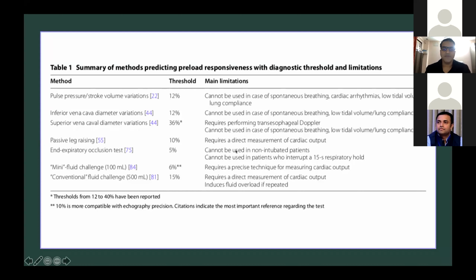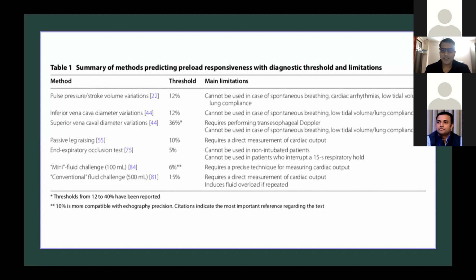Now coming to the passive leg raising test, where we require a direct measurement of cardiac output, it requires a lot of expertise to actually measure the 10% increment in the velocity time integral after the autotransfusion. And the expiratory occlusion test, again, cannot be used in non-intubated patients. It cannot be used in patients who cannot sustain a 15-second respiratory hold. Mini fluid challenge requires a precise measurement of the cardiac output.